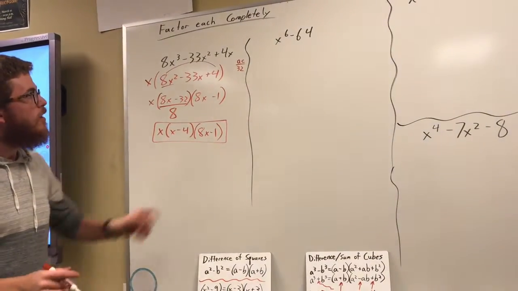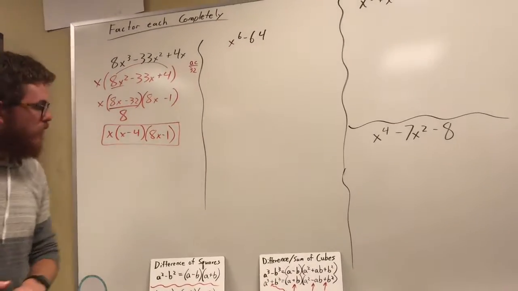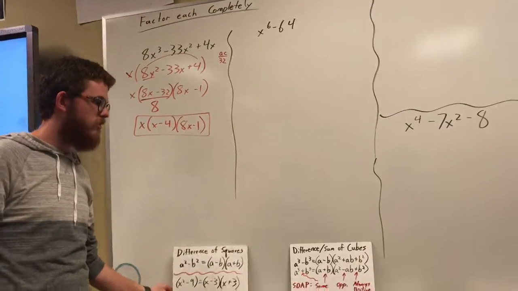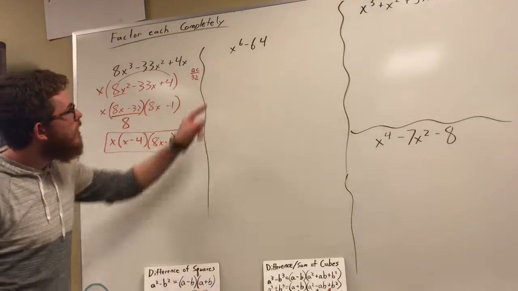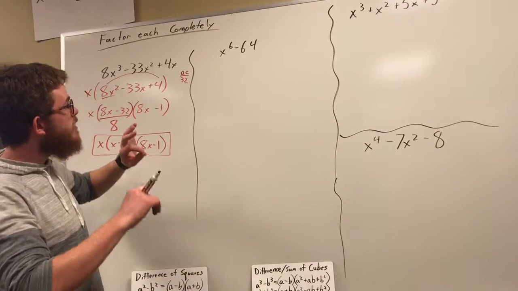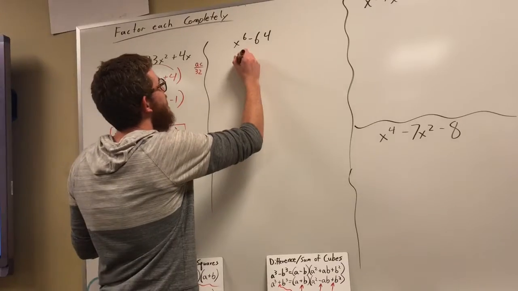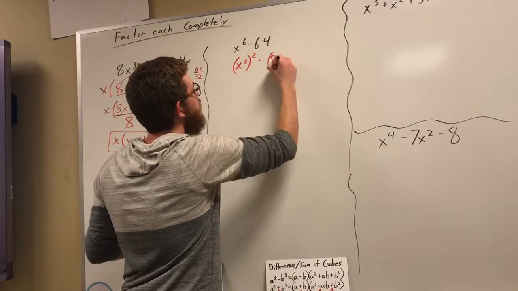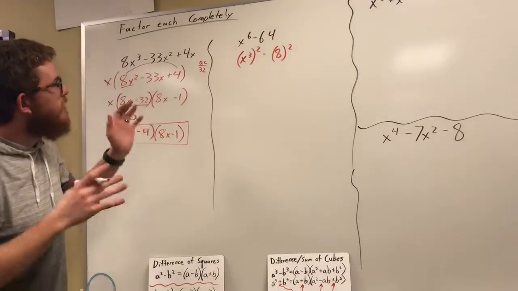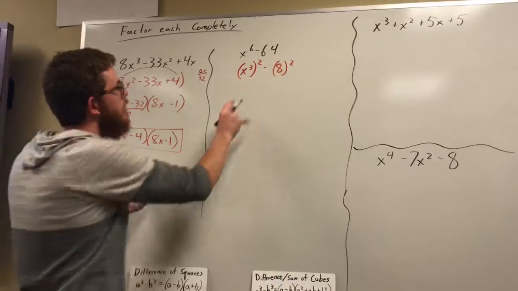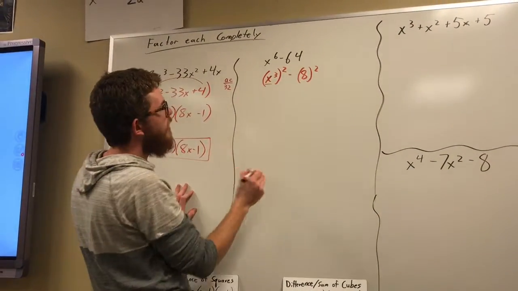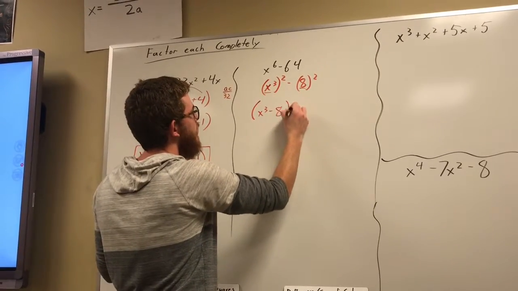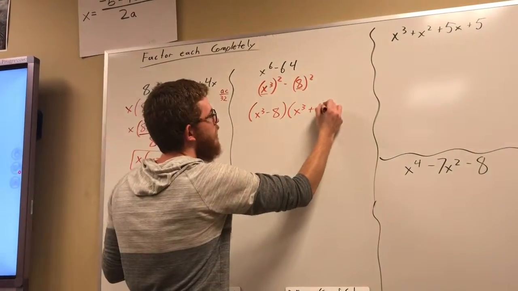All right, we have x to the 6 minus 64. Well, this is going to use all kinds of different difference of squares, different sum of cubes. X to the 6 minus 64 can be rewritten as x cubed squared minus 8 squared. We can rewrite this as a difference of squares. And so what's being squared here is x cubed, 8's being squared over here, so we can write this as x cubed minus 8 times x cubed plus 8.